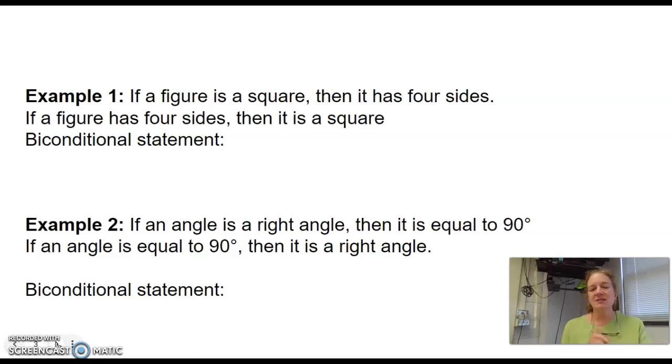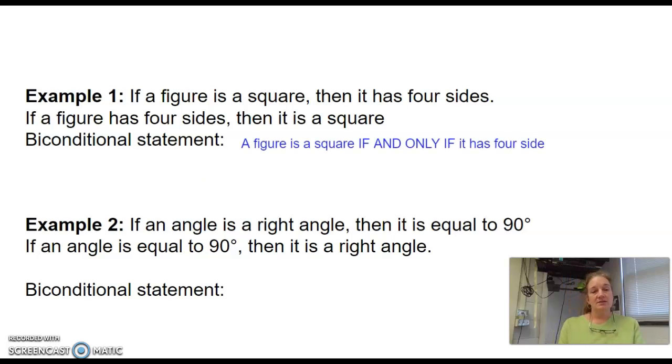First example isn't the best, but that's okay. If a figure is a square, then it has 4 sides. Oh, that's true. Both of those are true. Figure's a square, it has 4 sides. Okay? A square has to have 4 sides. So if we flip it and do the converse, if a figure has 4 sides, then it is a square. So let's look at this. The way we can say that, a figure is a square if and only if it has 4 sides. It cannot be a square if it doesn't have 4 sides.